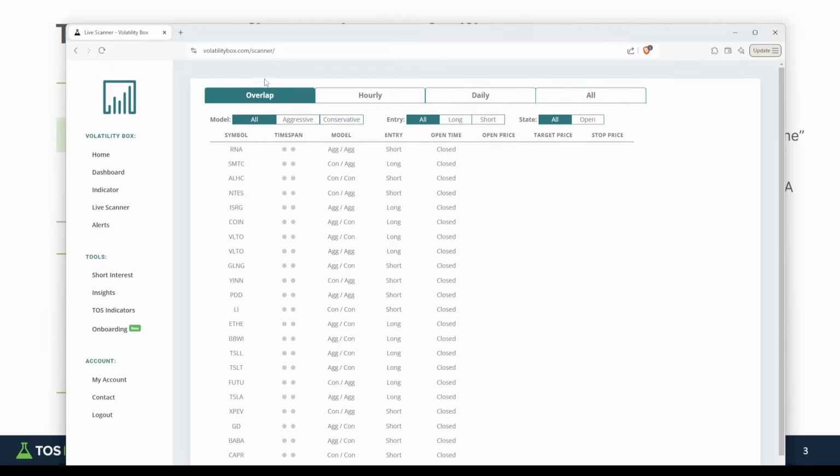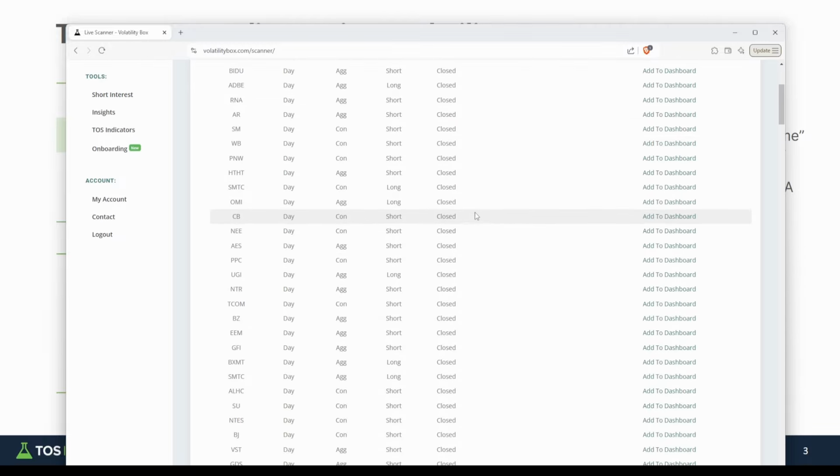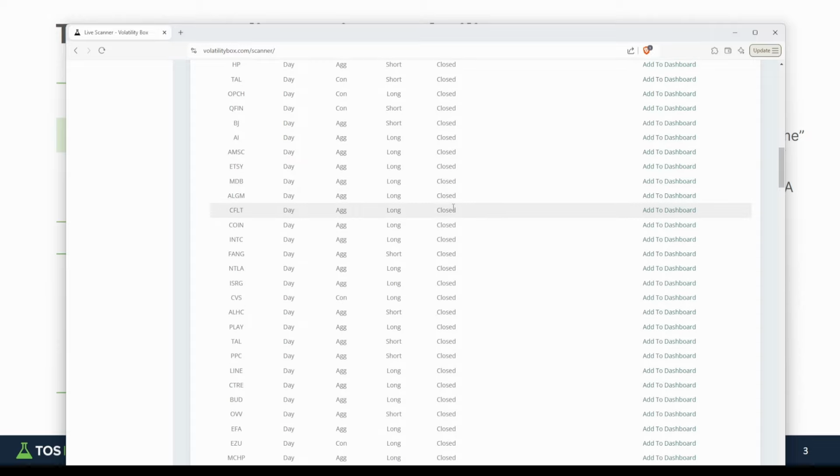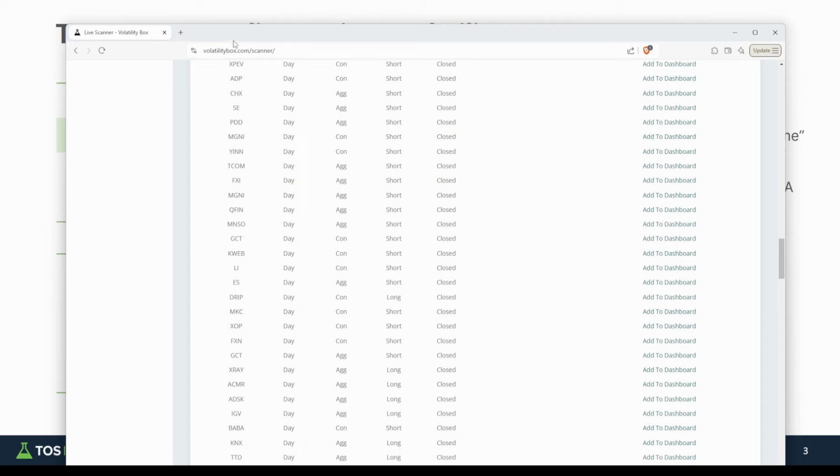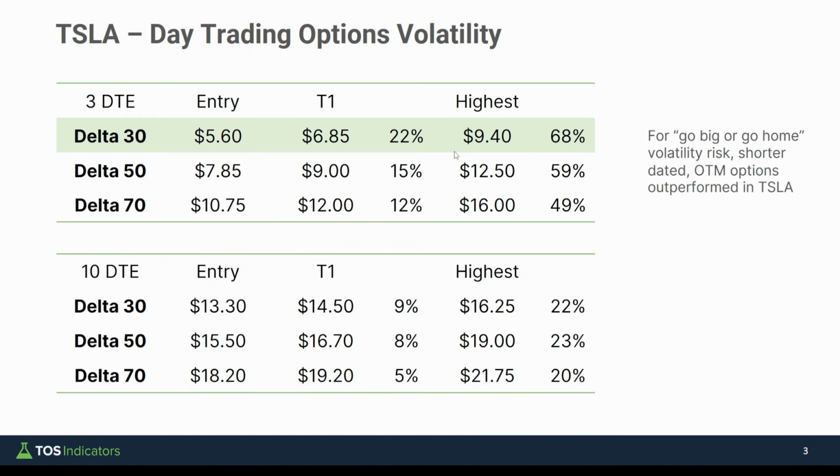Again, for all Volatility Box members, I just looked at Tesla from today's video, but there were a lot more stocks, not just on the overlap tab, but also the daily tab, which have liquid options that appear today, including several ETFs like XLU and XLE that you can take advantage of with both options along with the actual underlying.